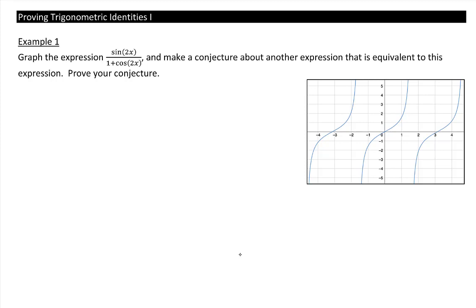So we're going to start with the following example. If you graph the expression sine 2x over 1 plus cosine of 2x, you get the following graph. Make a conjecture about another expression that is equivalent to this. If you take a close look at this graph, it appears to look like tan of x. So we're going to try to prove that this expression is equal to tan of x.